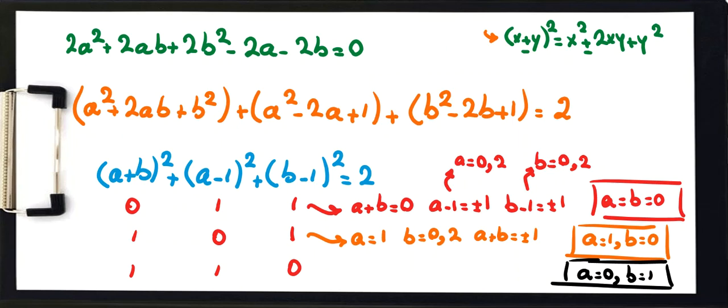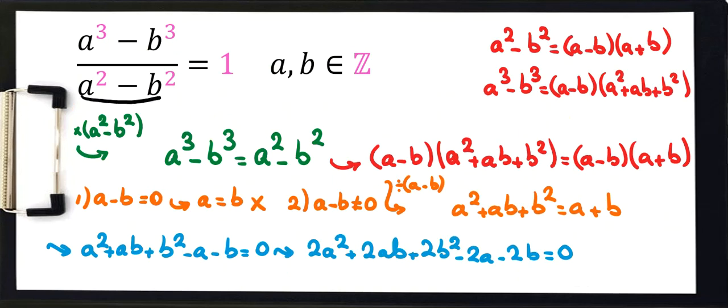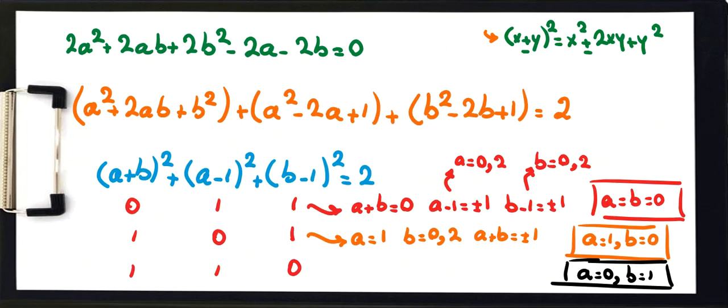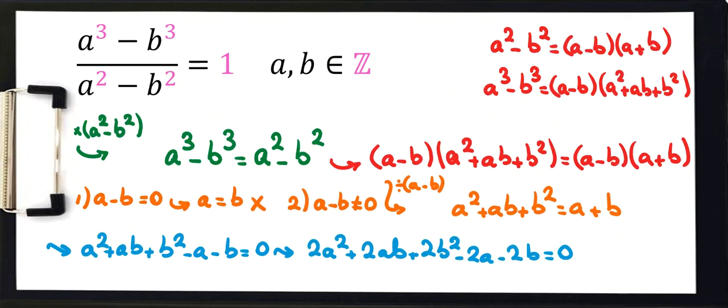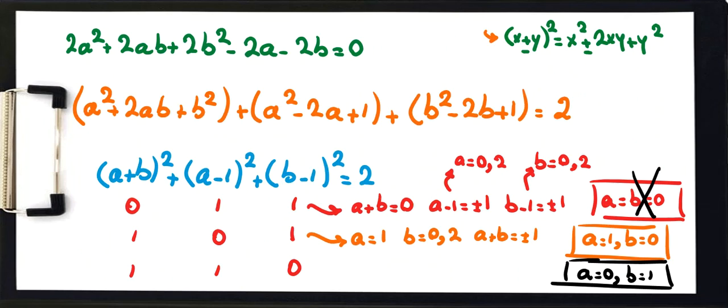So we found three different answers for this problem, but we should check. The denominator, a squared minus b squared, shouldn't be 0. So in the first case, it is bad. In the second and third cases, it will be good. And if we check 1, 0, it will be 1 over 1. For 0, 1, it will be negative 1 over negative 1, and negative 1 over negative 1 is 1. So we found two answers for this problem: a is 1, b is 0, and a is 0, b is 1.